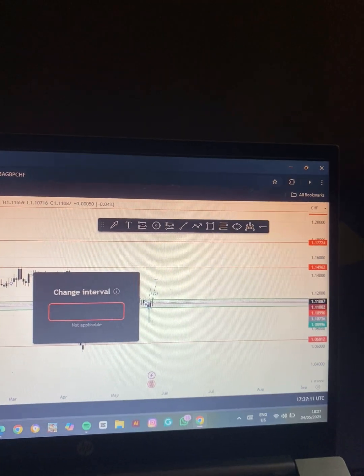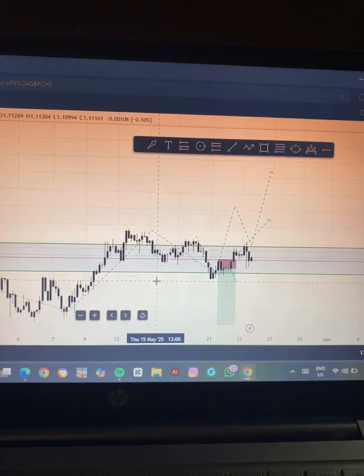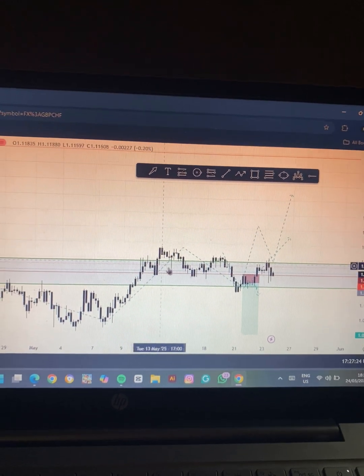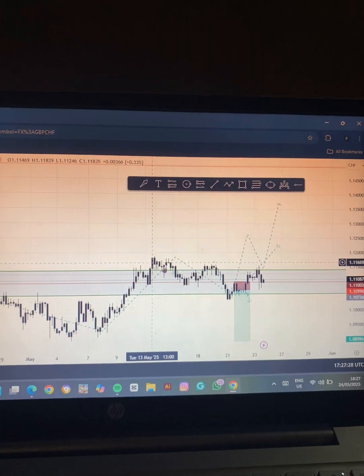So I think the mistake we made here, maybe it was rushing the entry. I don't think I rushed the entry, to be honest. It just disappeared. So you can clearly see this is a head and shoulders pattern. Look at the left shoulder, head, right shoulder.